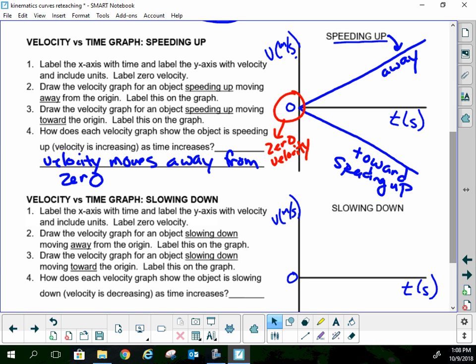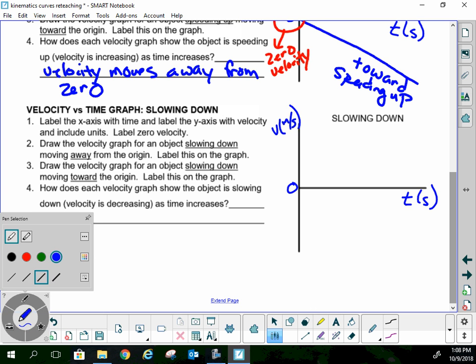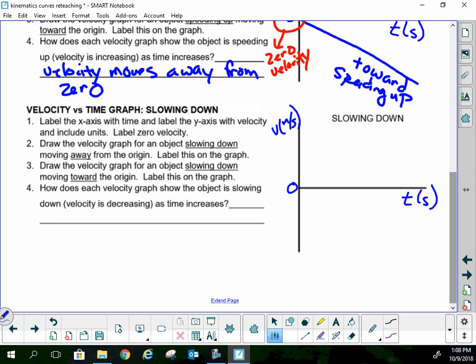Okay, so now we're ready to start talking about slowing down, which is probably a good thing because sometimes I get going too fast and we all just need to slow down a little bit. All right, so we've already labeled that. Now we need to draw the velocity graph for an object that's slowing down but moving away from the origin. Okay, so translate: away, top half of the velocity graph, but slowing down.